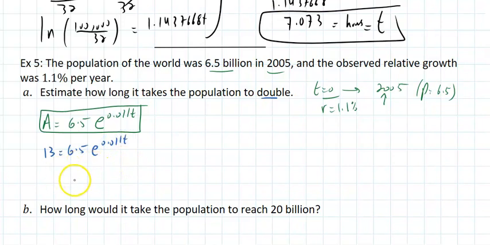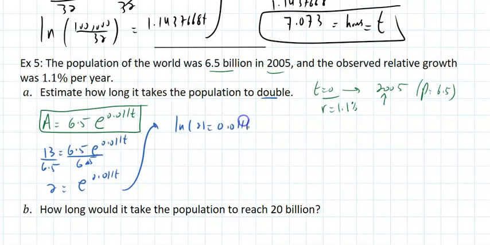Well, this is an exponential equation. You isolate the exponential by itself. So hopefully this is getting old, meaning you're getting really comfortable with that. 13 divided by 6.5 is 2. That's double. It's not a coincidence that this always happens. Transform to log form, and divide by 0.011.